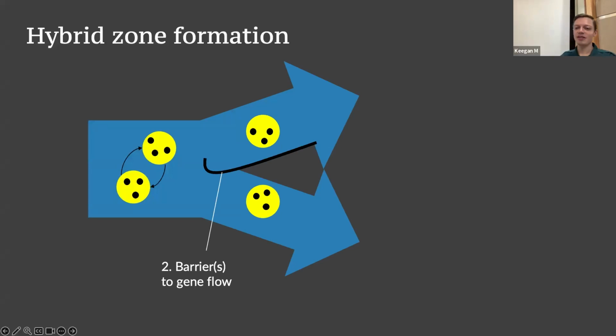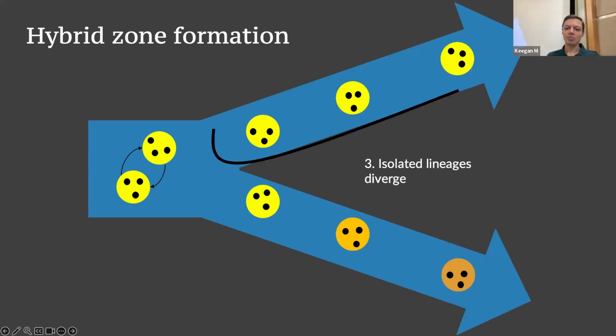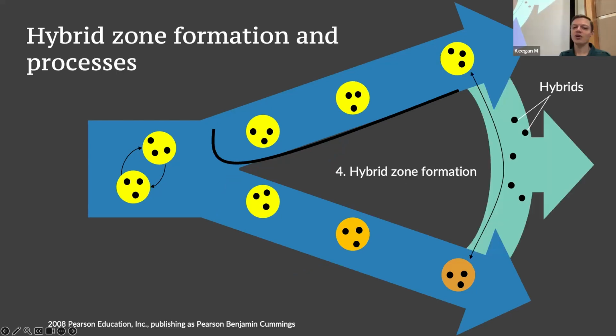So second, it's possible that a barrier to gene flow can form between these two lineages, isolating them, and this can be temporal, functional, or spatial, or a combination of those types of barriers. Next, these isolated lineages can diverge due to exposure to different conditions, favoring different traits, or random genetic drift. And then one possible outcome of this process is active hybrid zone formation.